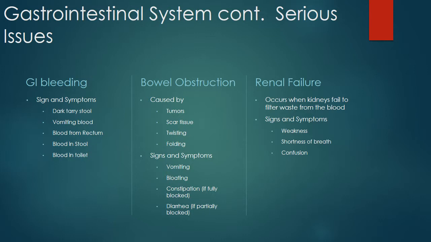A bowel obstruction is caused by tumors, scar tissue, twisting, or folding. Signs and symptoms could include vomiting, bloating, constipation if fully blocked, or diarrhea if partially blocked. Renal failure occurs when kidneys fail to filter waste from the blood. Signs and symptoms would include weakness, shortness of breath, and confusion.